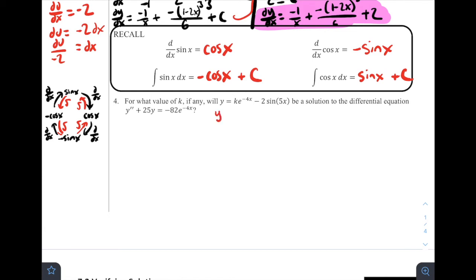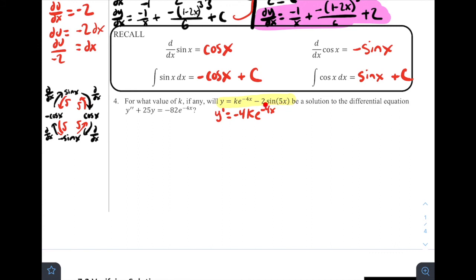If y is this, the derivative, y prime, is going to be: the derivative of k times e to the negative 4x. Because it's got that negative 4x, we essentially do the chain rule here. That's going to be negative 4k e to the negative 4x. The derivative of the inside is negative 4, so it gets multiplied by that term. The e to the x part stays itself because the derivative of e to the x is itself.